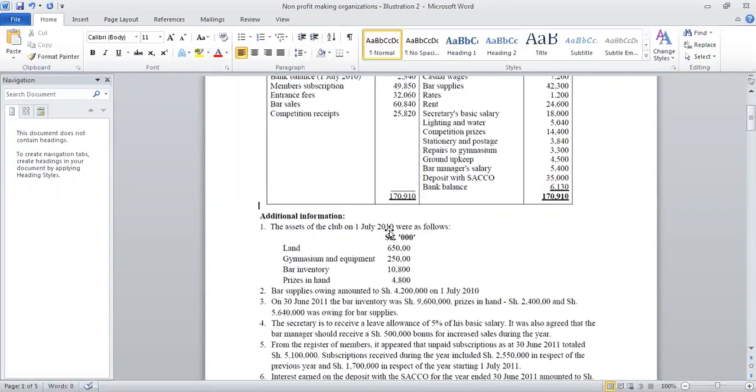Remember, the 1st July 2010 is the same as the 30th June 2010, because the last day of a financial year is equivalent to the first day of the next financial year.